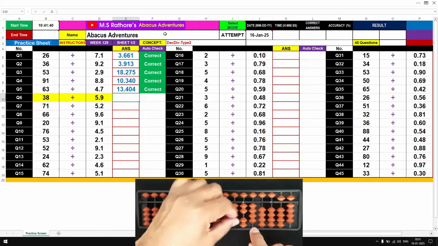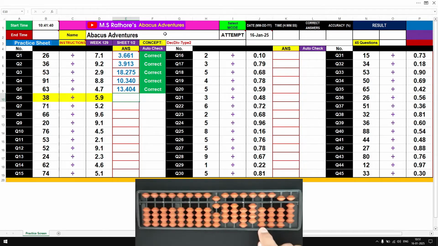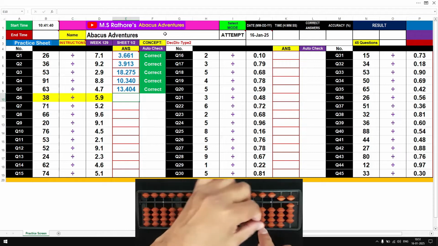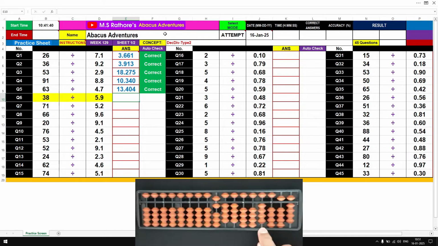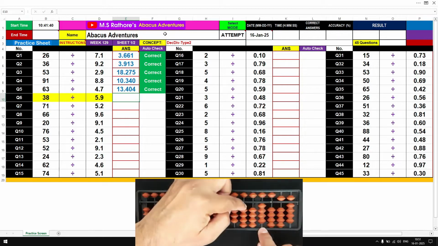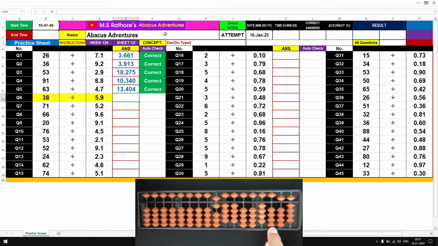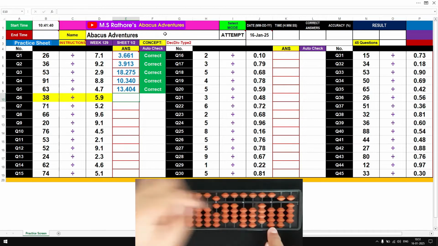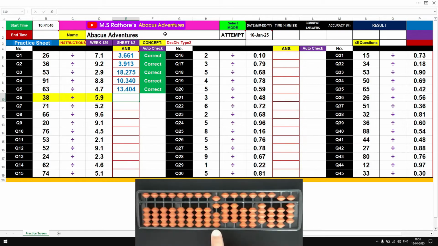5 4s are 20, shifted, 9 4s are 36. Next round, 4 is the new value. We have to take a 0 now here. 5 zeros are 0, shifted, 9 zeros are 0, and the answer is 6.440.